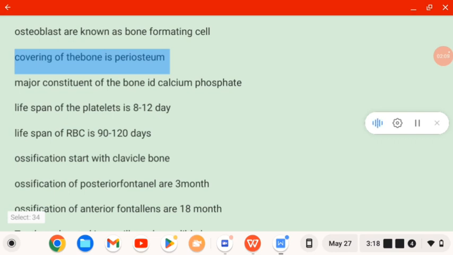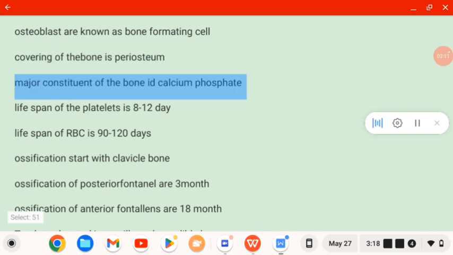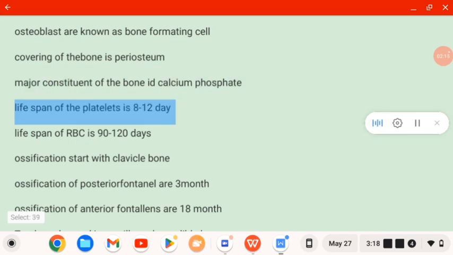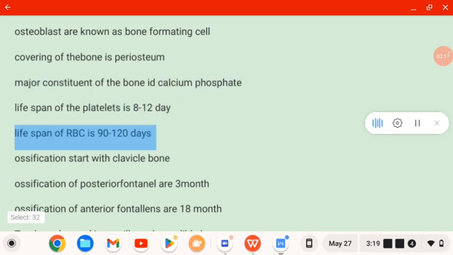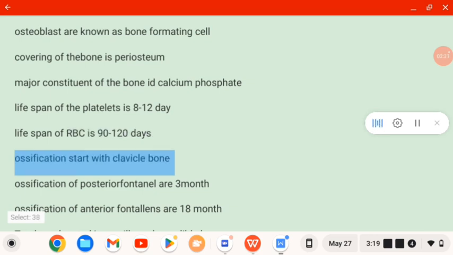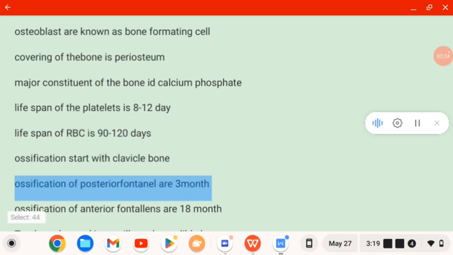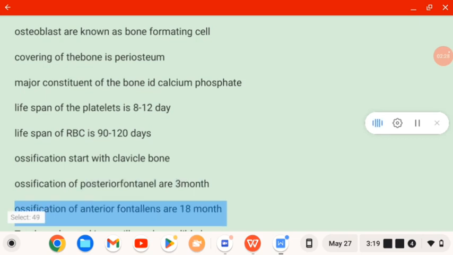Covering of the bone is periosteum. Major constituent of the bone is calcium phosphate. Lifespan of platelets is 8 to 12 days. Lifespan of RBC is 90 to 120 days. Ossification starts with the clavicle bone. Ossification of posterior fontanelle is at 3 months. Ossification of anterior fontanelle is at 18 months.